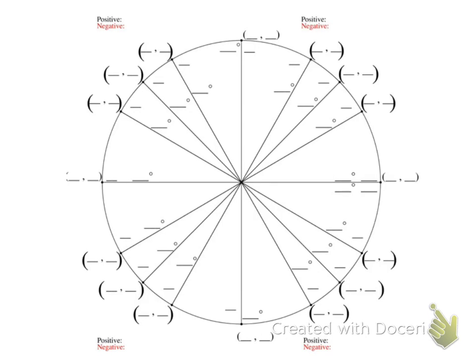Okay, so this video is just going to be about how to fill out the unit circle, its relationships, and how it is all connected to our special right triangles. So the first thing that I'm going to do is label all of our quadrants.